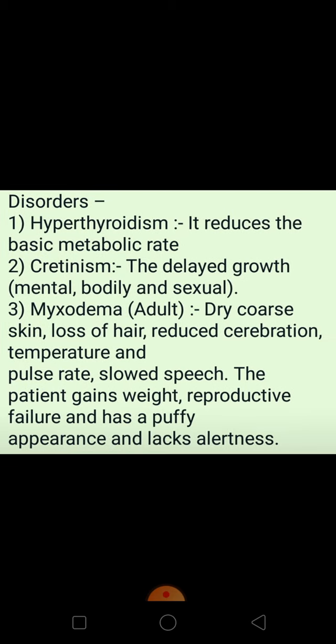Now, let's talk about the disorders. So, as you can see, hyperthyroidism, cretinism, and myxedema. Now, hyperthyroidism, it reduces the basic metabolic rate of an individual. Cretinism is usually found in childhood, and it delays growth, mentally, bodily, and sexually. So all the growth is affected in this disease. Myxedema is found in adults.